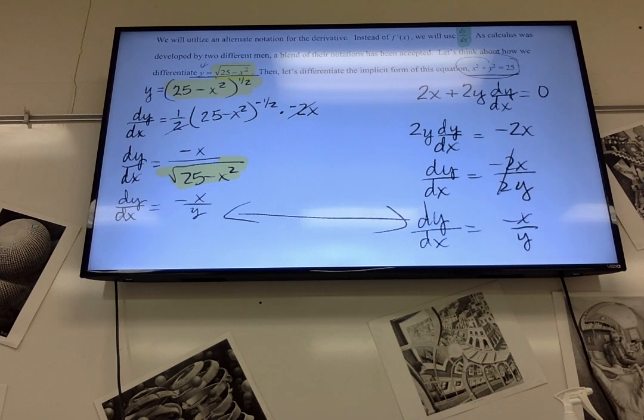I thought the implicit one was easier. Plus, I wouldn't want to get y by itself here. I mean, you could, but sometimes you can't.